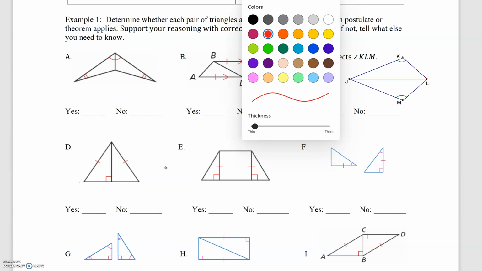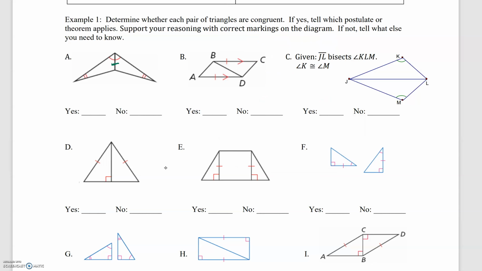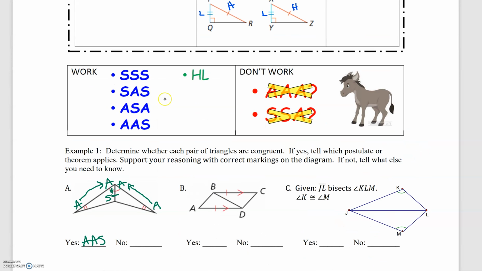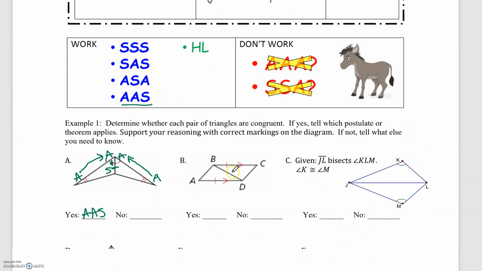So I'm going to mark my reflexive, and I'm going to label what I have. And I have an angle, then an angle, and a side. And I, of course, have that over here as well. Angle, then an angle, then a side. So yes, angle, angle, side is one of my reasons.